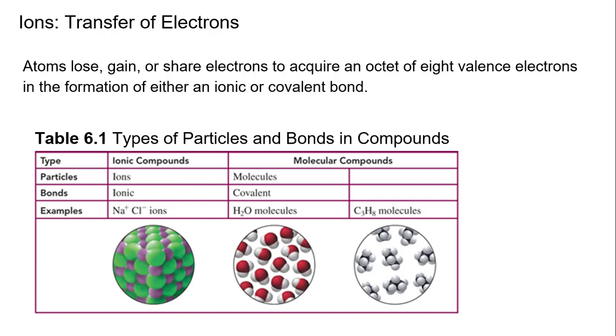So ions: atoms either lose, gain, or share electrons to acquire an octet. An octet means 8. It wants to surround itself with 8 valence electrons. And they will either lose them, such as metals losing electrons to take the noble configuration, or they will gain electrons to take the nearest noble configuration for nonmetals.